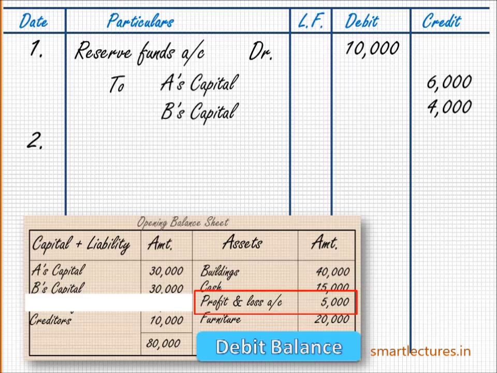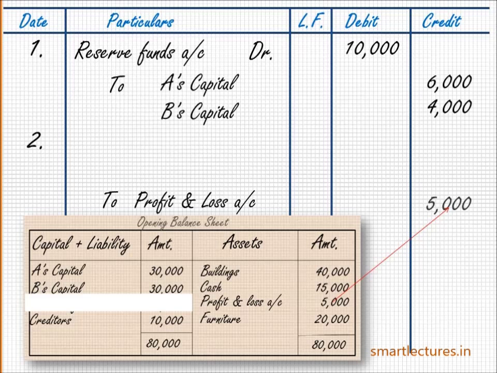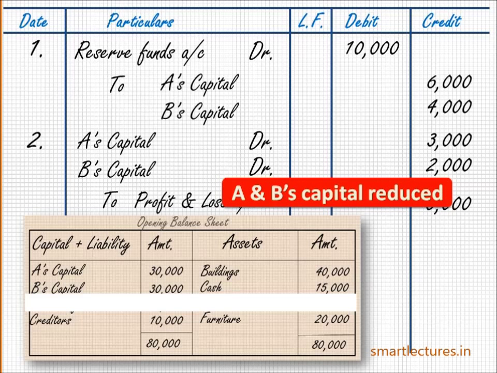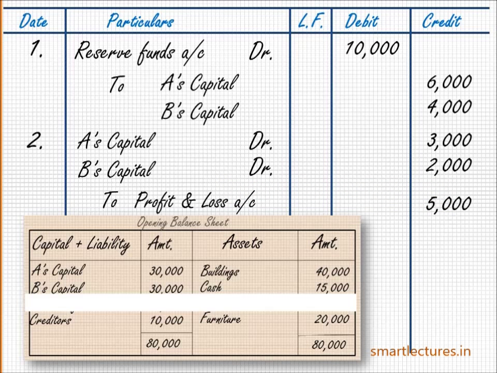Profit and loss account on asset side, it means it is carrying debit balance. So you will have to credit it. So to profit and loss account, rupees 5,000, and A's capital account debit, B's capital account debit, 3,000 and 2,000. In this way, profit and loss account has been credited. It means it has been removed, and A's and B's capital accounts have been debited. It means we have reduced the balance of capitals. So accumulated profits are finished, accumulated losses are finished.